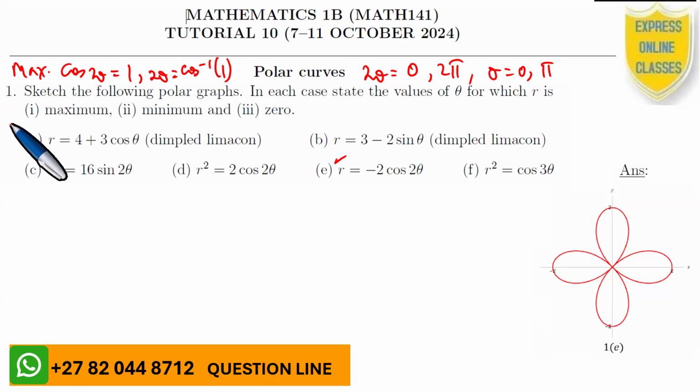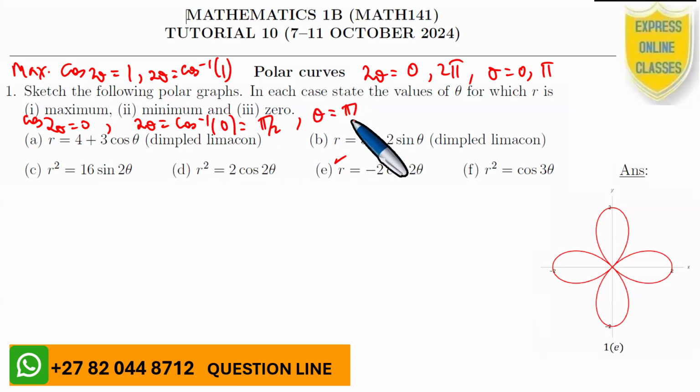Where will it be 0? Cosine theta, where will it be 0? It's going to be 0 at 2 theta equals arc cosine of 0, which is pi over 2 radians, which means that theta is pi over 4. Okay.